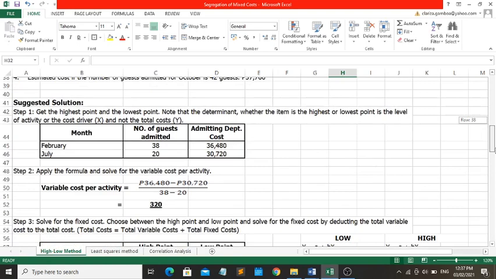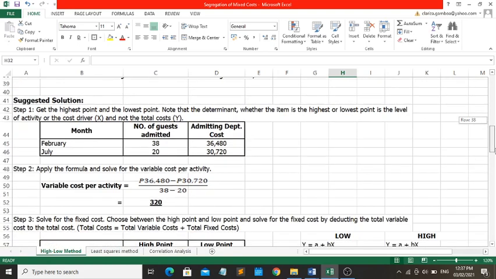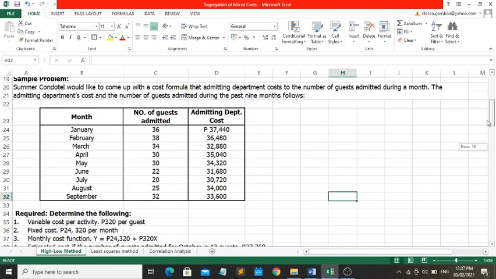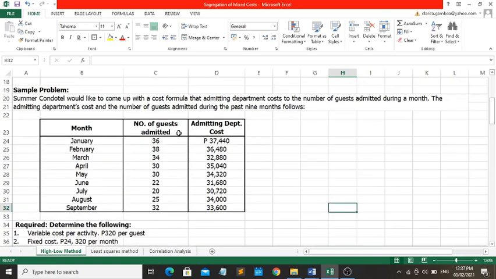So, since high-low method yung gagamitin natin, ang kailangan natin is to determine the highest and lowest point doon sa given data. Note that the determinant whether the item is the highest or lowest point is the level of activity or the cost driver, which is the X and not the total cost na Y. Okay. So, cost driver is the X and yung cost is the Y. So, ang titignan nyo daw is yung X at wag yung Y. Okay? Kapag naghahanap kayo ng highest at lowest point.